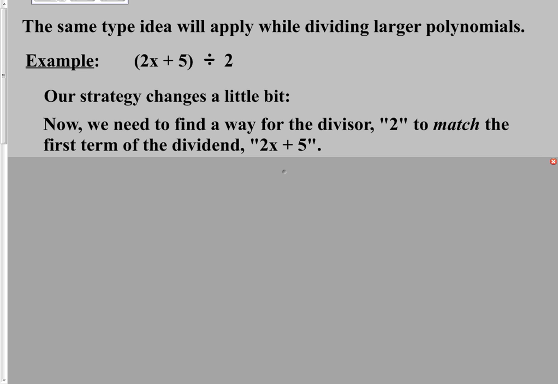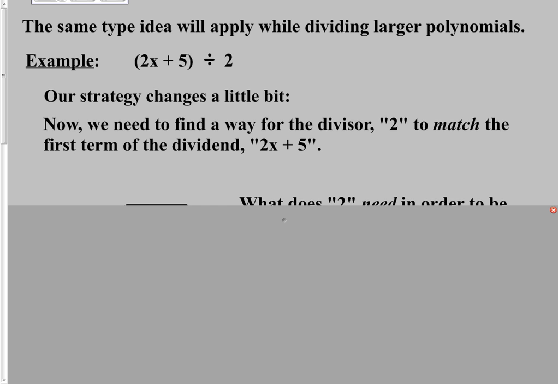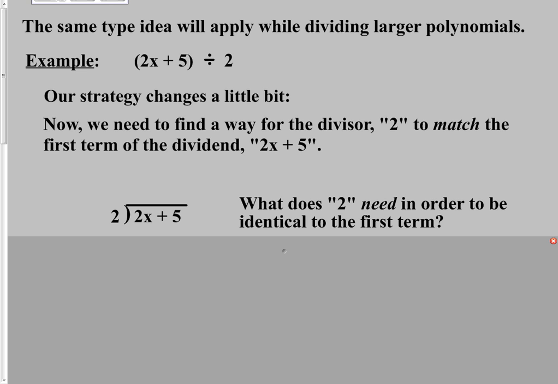We need to find a way for this divisor, 2, to match the first term of our dividend, which is 2x. When we set up the problem, it looks like this. 2 is dividing into 2x plus 5. And just like before, we want the divisor 2 to come as close as we can get it to the leftmost term underneath the division sign.